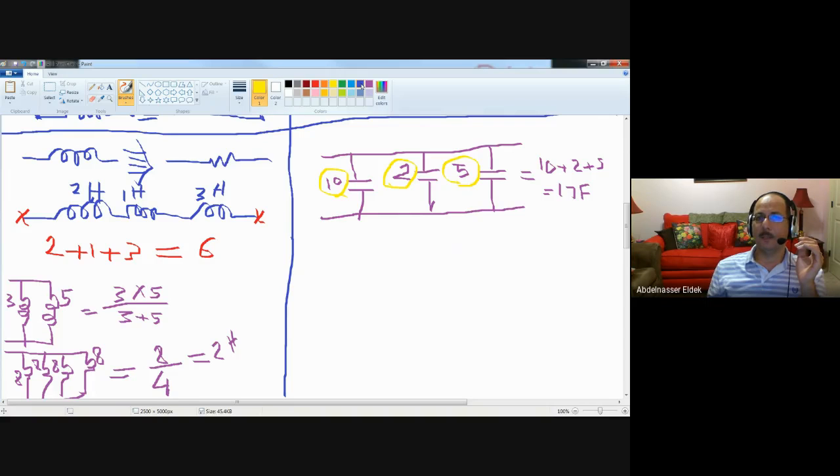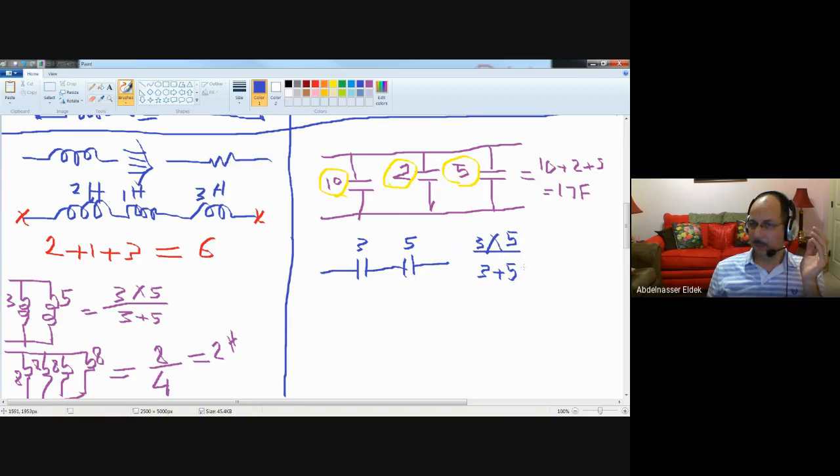And if you have capacitors in series, like for example, assume that you have these two capacitors here. 1, 2. This one is 3. This one is 5. Okay. Then here, they are in series, you apply the parallel rule. Okay, so as if you have two resistors in parallel. That will be 3 times 5 over 3 plus 5. Okay, which is 15 divided by 8.